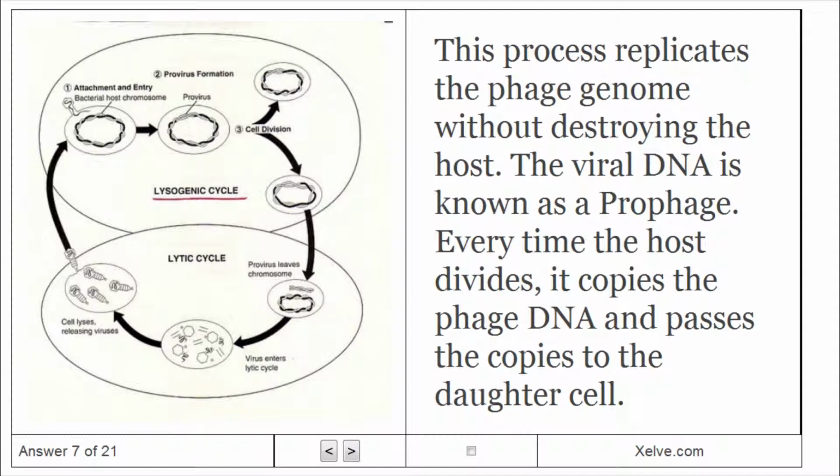Lysogenic cycle. This process replicates the phage genome without destroying the host. The viral DNA is known as a prophage. Every time the host divides, it copies the phage DNA and passes the copies to the daughter cell.